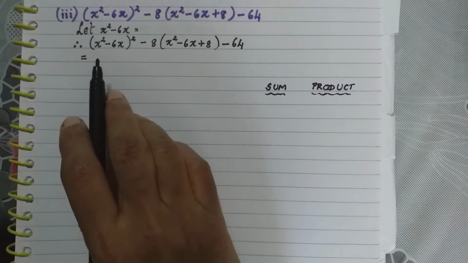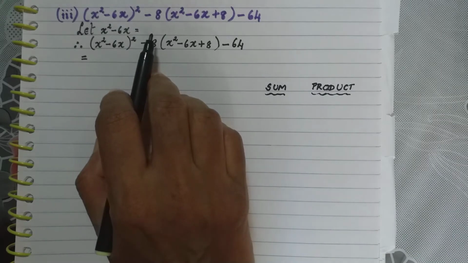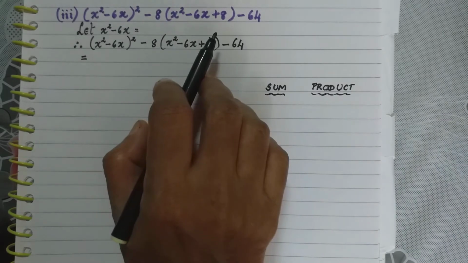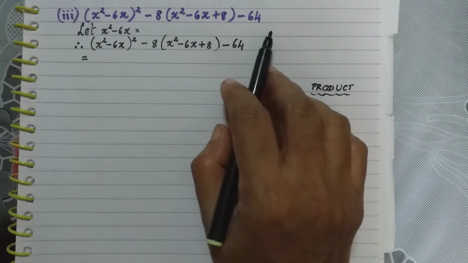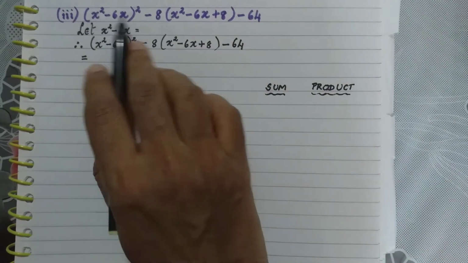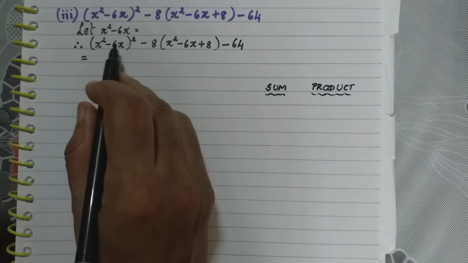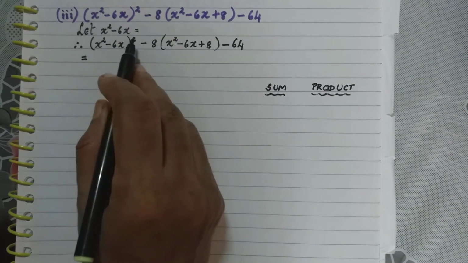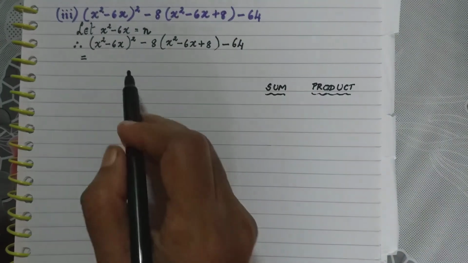See the third sub question. (x square minus 6x) the whole square minus 8 into (x square minus 6x) plus 8 minus 64. Now we see x square minus 6x repeating here. So we take, let x square minus 6x be, maybe the alphabet n. Okay, we take it as n.